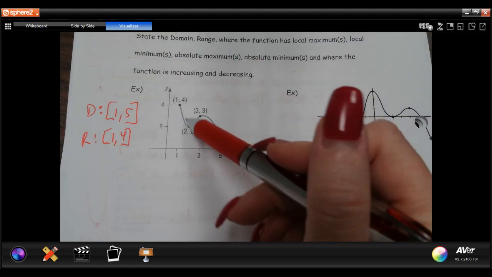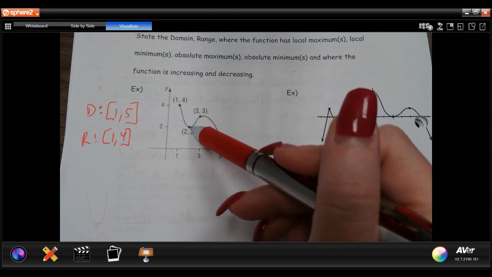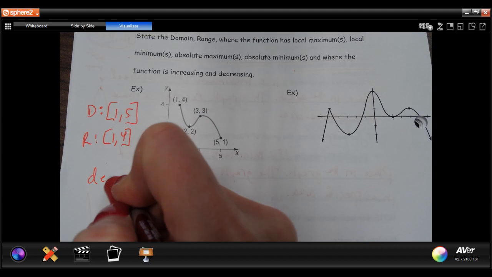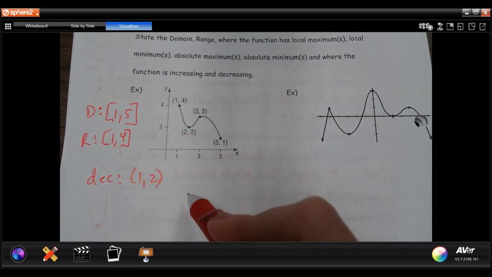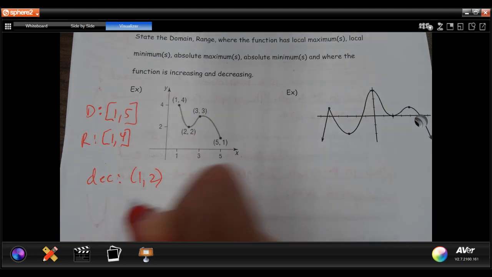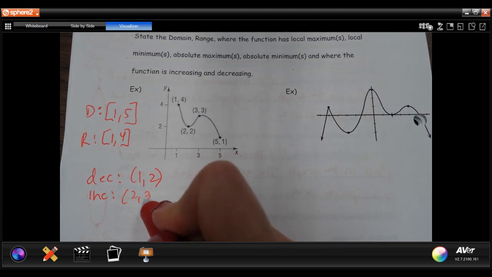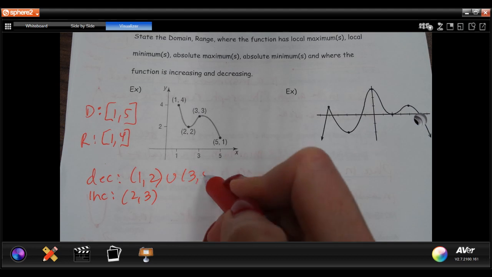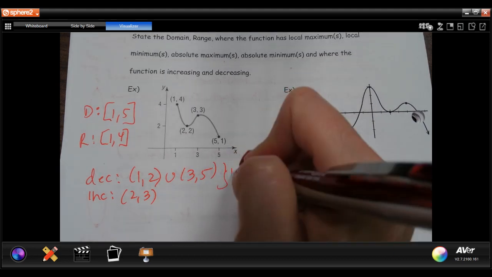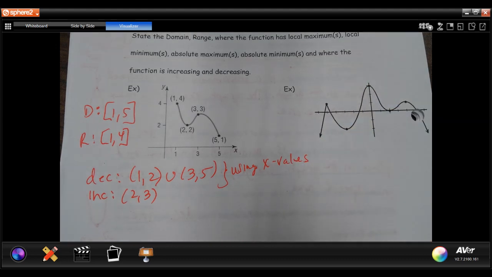So it is, let's see, it's decreasing here from 1 to 2. Then it's increasing from 2 to 3. And then it's decreasing from 3 over to 5. So here, using X values, I'm doing interval notation, so I'm stating an interval.